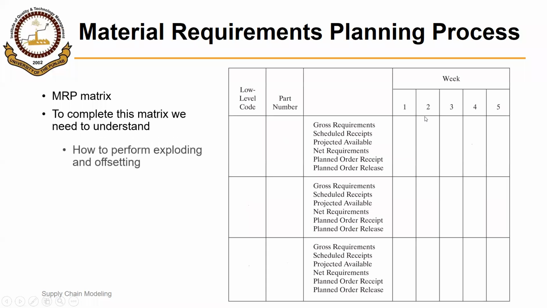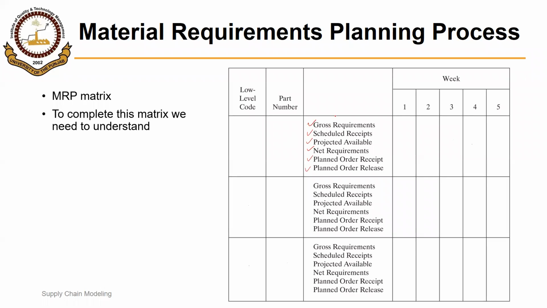So just like in master production scheduling, we saw the MPS grid, and there were certain standard components in an MPS grid. Just like that, we have an MRP grid, and this is the standard structure of an MRP grid. We have gross requirements, scheduled receipts, projected available, net requirements, planned order receipt, and planned order release.